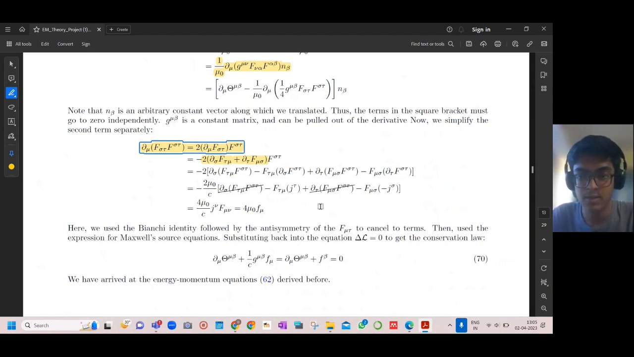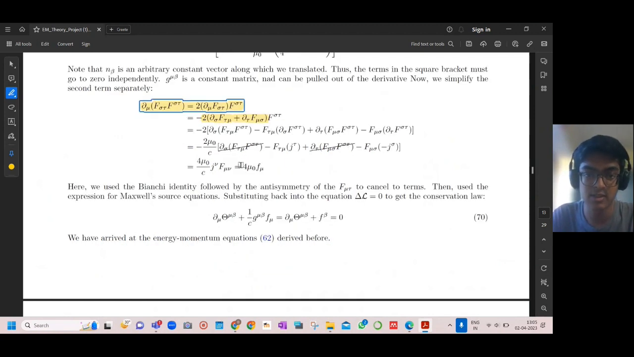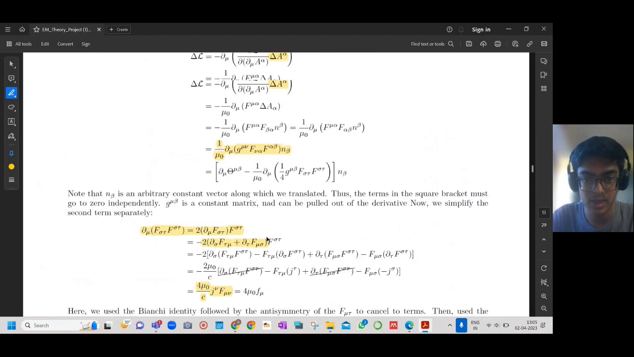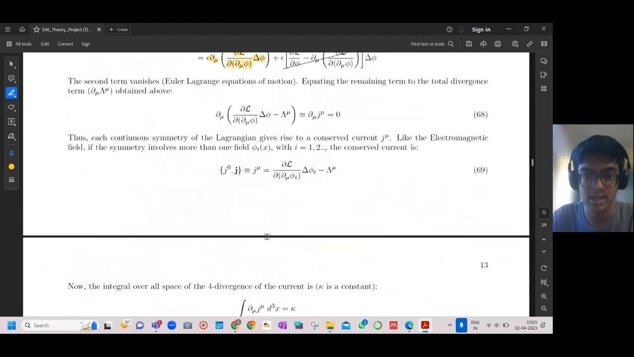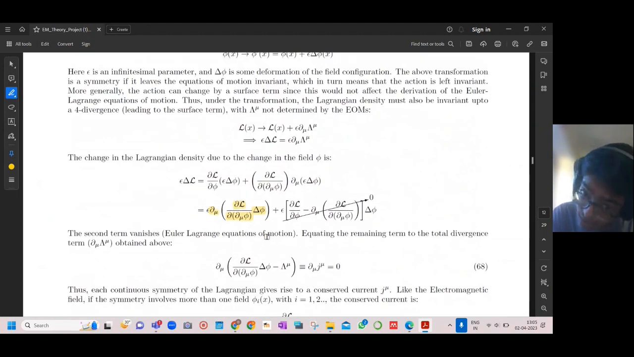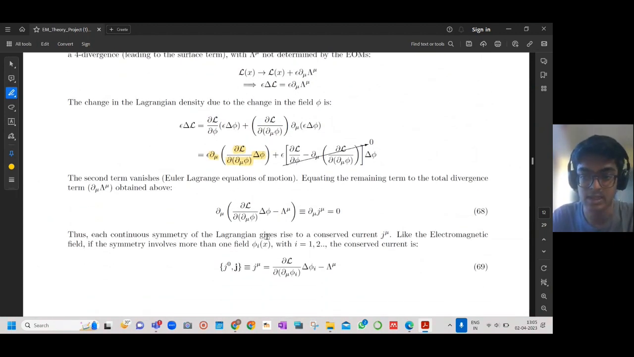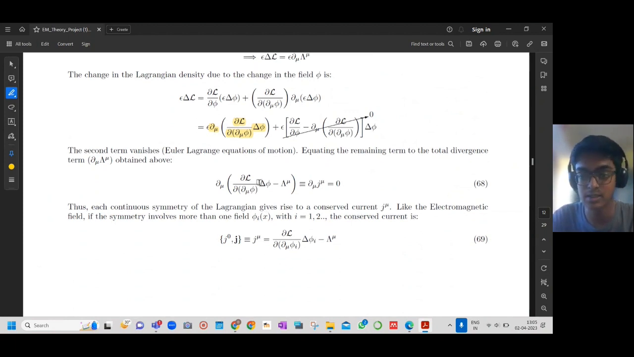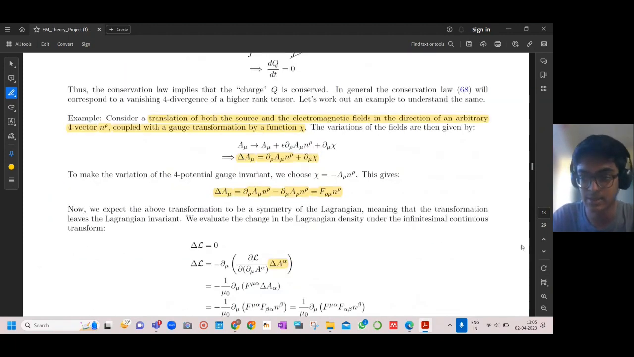So what we have left is F times the 4-divergence of F, and Maxwell's inhomogeneous equation just says that it's J. So we actually got back the force term which we had derived in equation 62. So this is our conservation law. Simply by imposing that under the symmetry of translation and gauge invariance our Lagrangian should remain invariant, we got the conservation law. So that is it. Thanks.